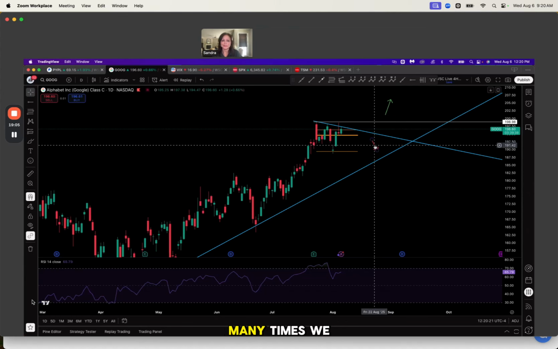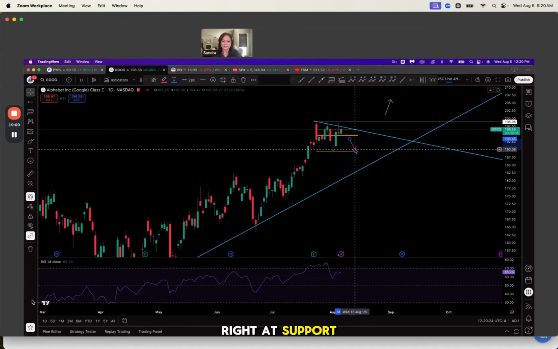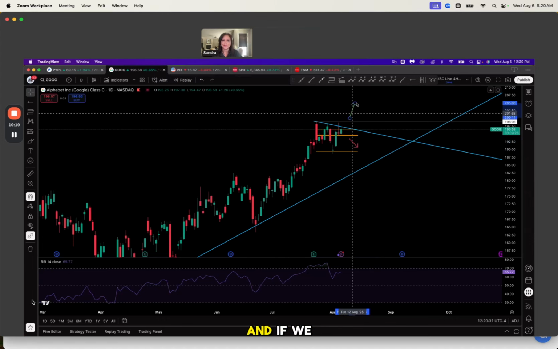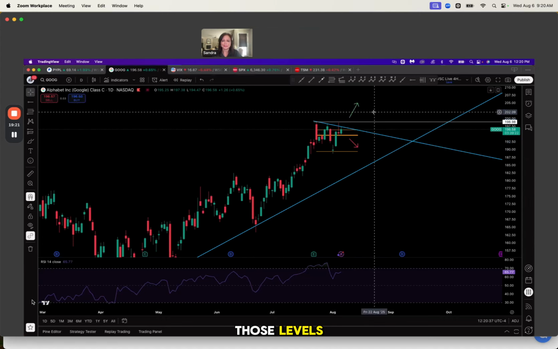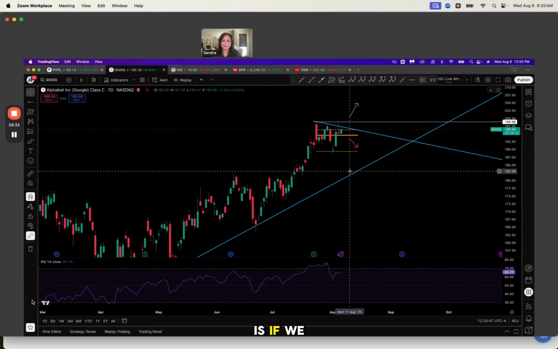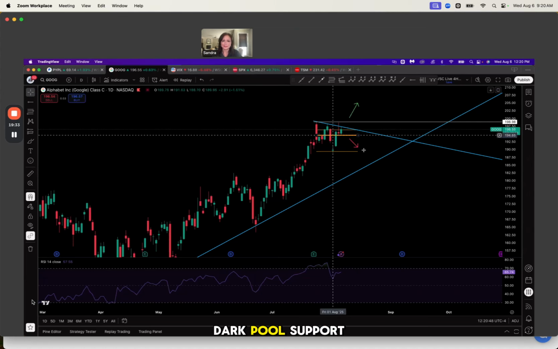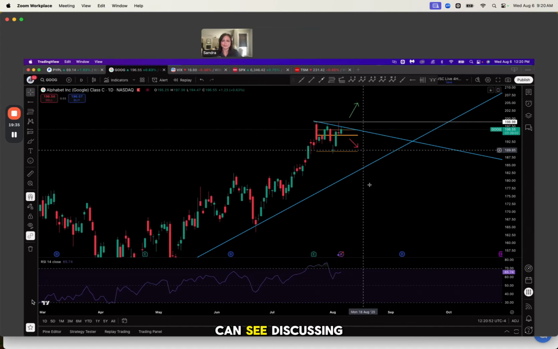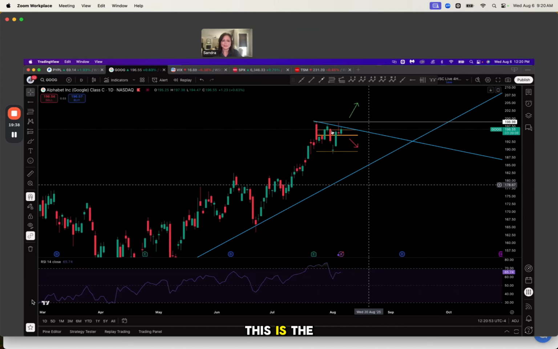For example, many times we see the dark pool is located right at a technical support, for example a horizontal support or resistance level, or even an ascending or descending trend line, right? And if we start breaking above those levels, that would actually signal a potential continuation. Another technique is if we bounce from a dark pool support. Discussing this example, this is the dark pool range.